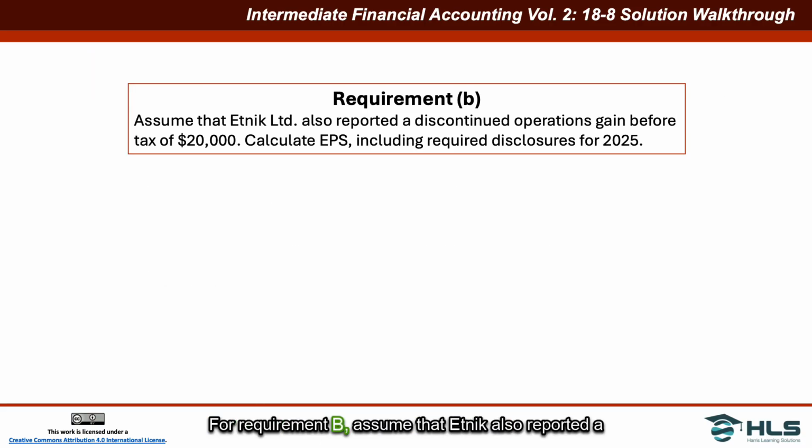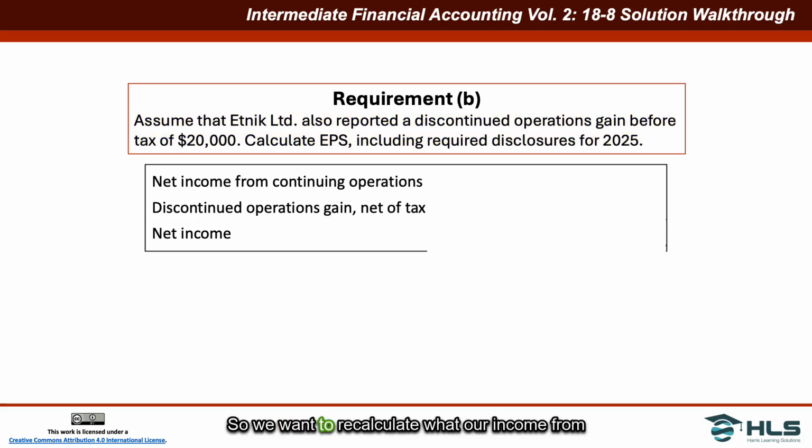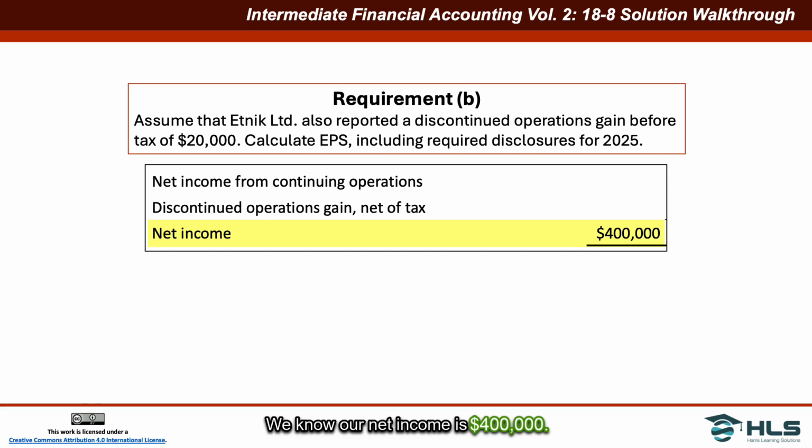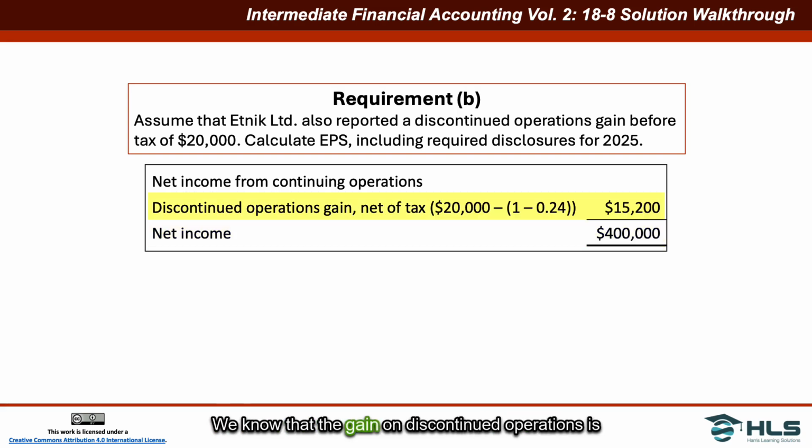For requirement B, assume that Etnic also reported a discontinued operations gain before tax of $20,000. We want to calculate the EPS, including the disclosures for 2025. So we want to recalculate what our income from continuing operations is, discontinued operations net of tax, and net income. We know our net income is $400,000. We know that the gain on discontinued operations is $20,000 before tax.